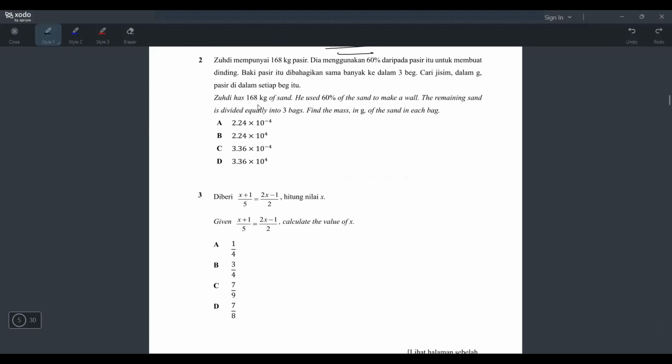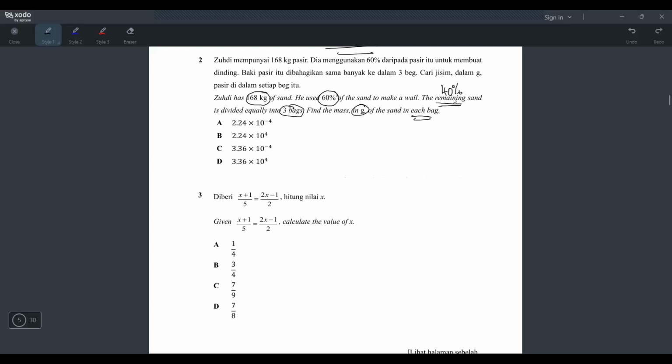Okay. Number 2, let's go. Zudi has 168 kg of sand. He used 60% of the sand to make a wall. So 60% is used already. The remaining should be 40%, right? Because he used 60%, the total percentage is 100, so the remaining is 40%. So the 40% is divided into 3 bags. Find the mass in gram of the sand in each bag.